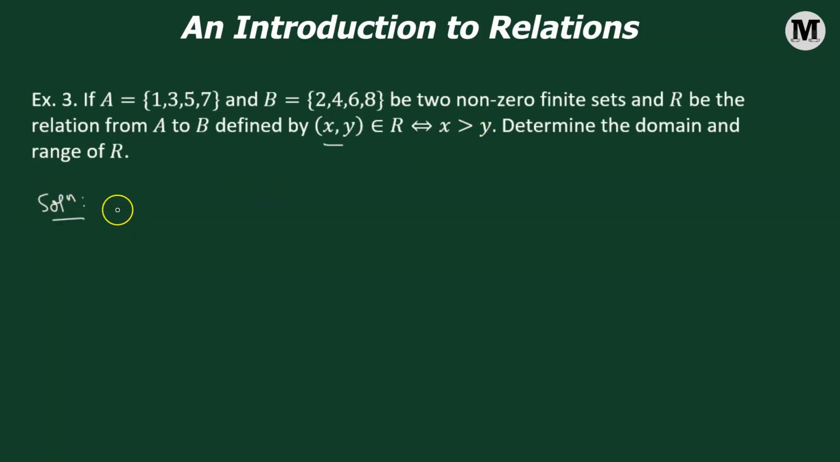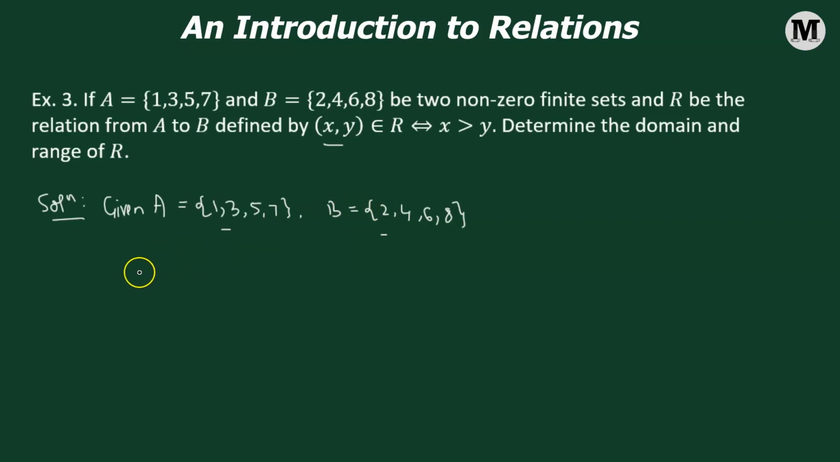We are given two sets A and B. A has the elements 1, 3, 5, and 7, and we have the set B containing the elements 2, 4, 6, and 8. Now, quick question. What will be the total number of elements if we take the Cartesian product of A and B? Since we have 4 elements in A and 4 elements in B, there will be a total of 16 ordered pairs. We're not going to list all the ordered pairs.